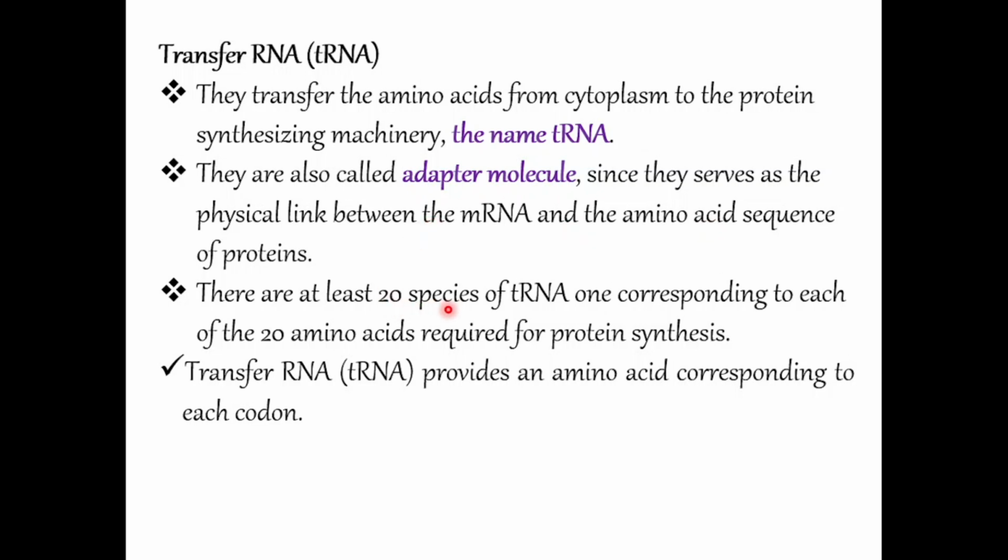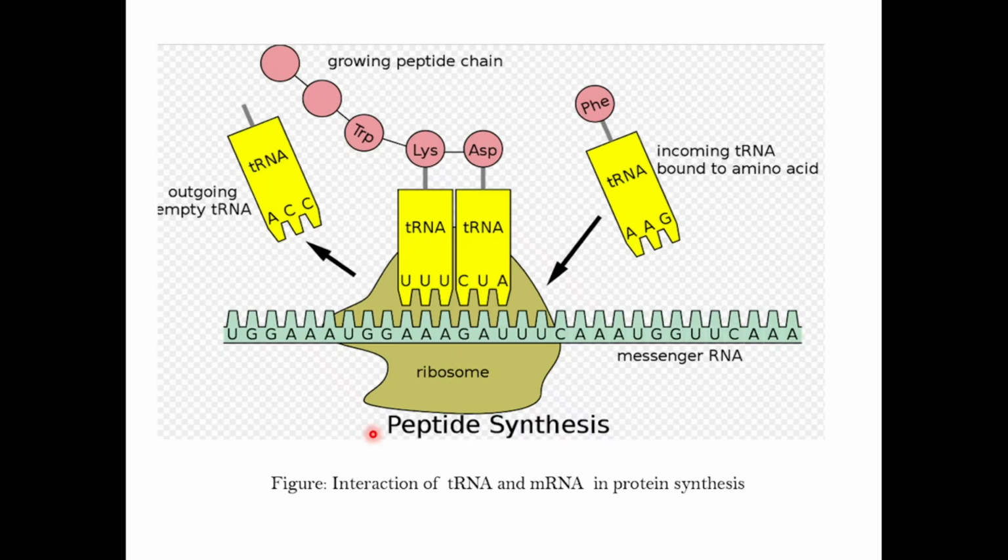You know, there are 20 amino acids. There are 20 species of transfer RNA, one for each amino acid. It provides the amino acid corresponding to each codon. That is the primary role of transfer RNA.